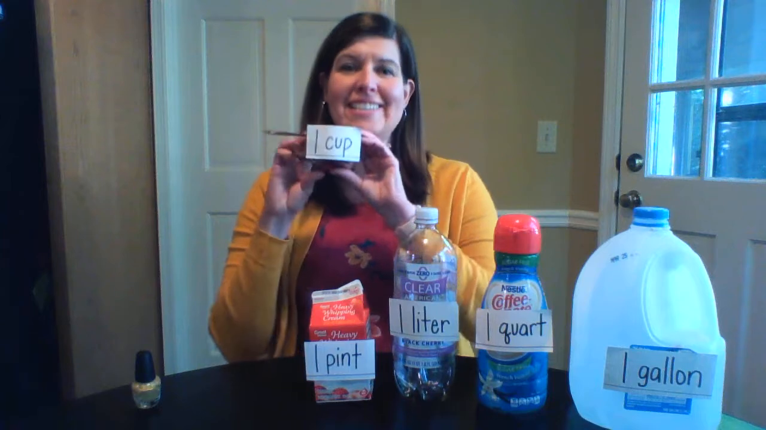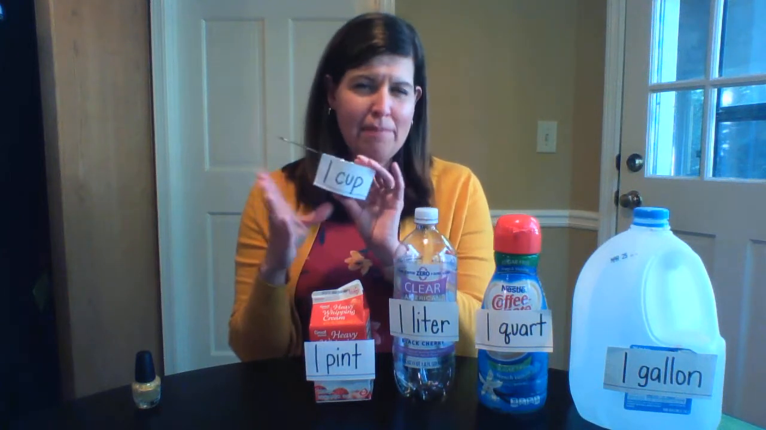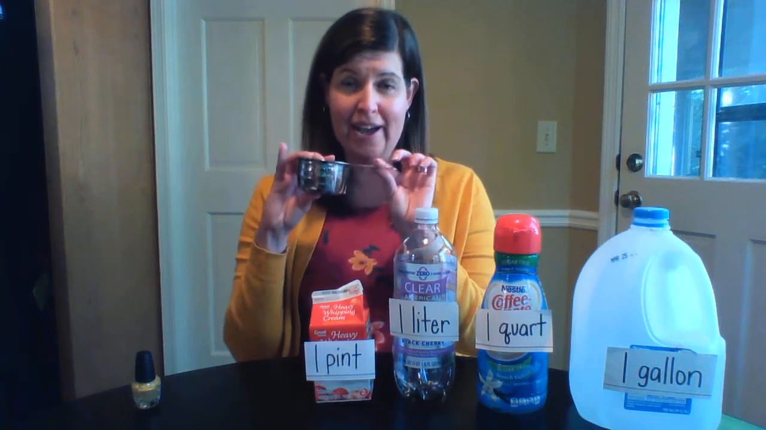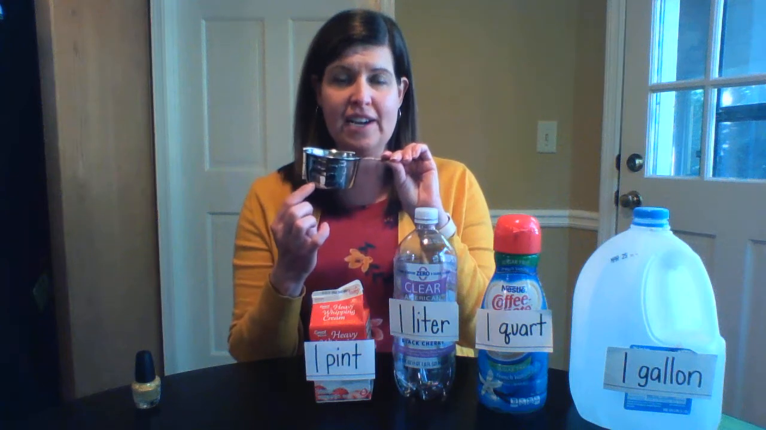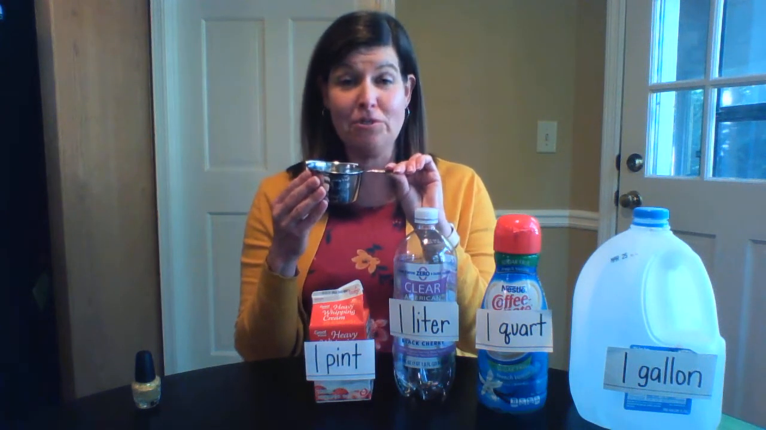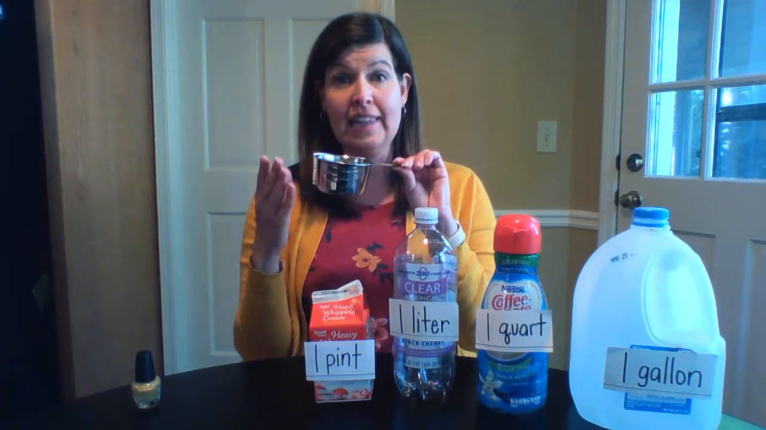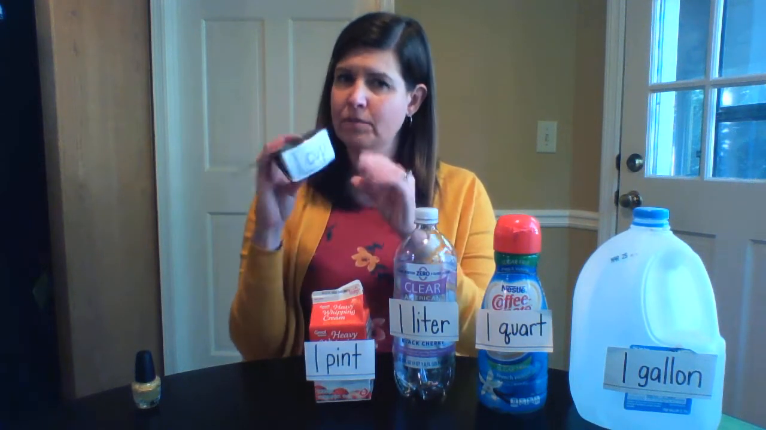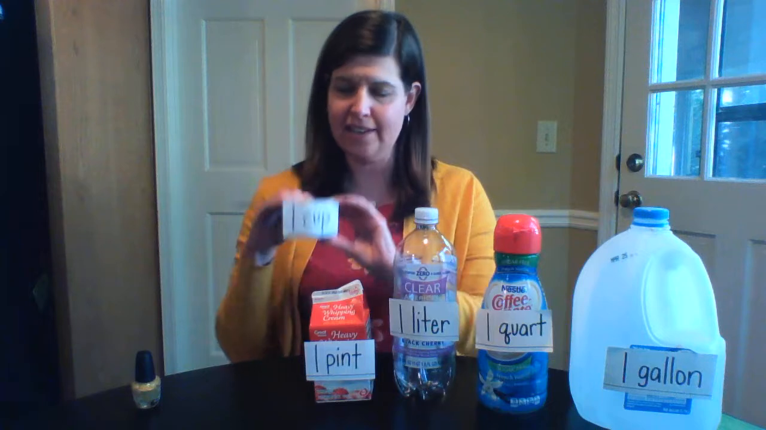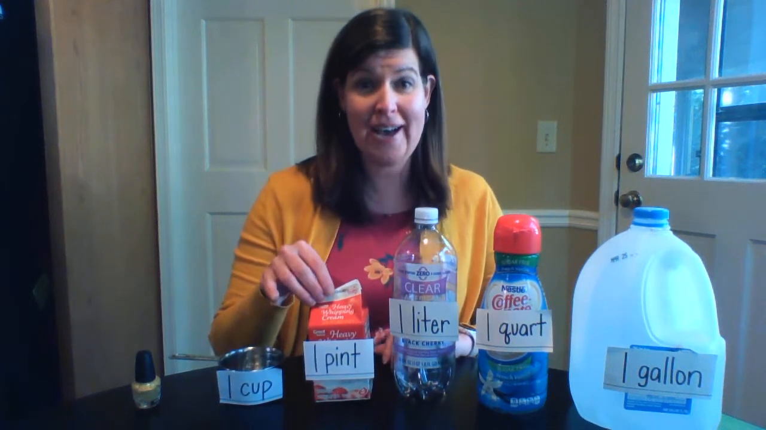The next measurement is a cup. Now a cup can look different ways. This is what I have in my kitchen, and if you notice with the cup, we usually use that with dry ingredients. A cup that measures liquids is often glass, and I think we talked about that a little bit in class. Next would be a pint.